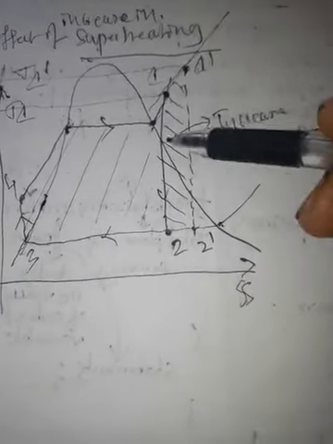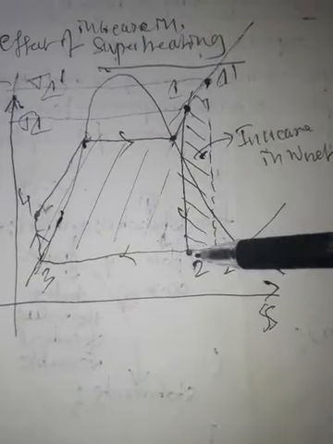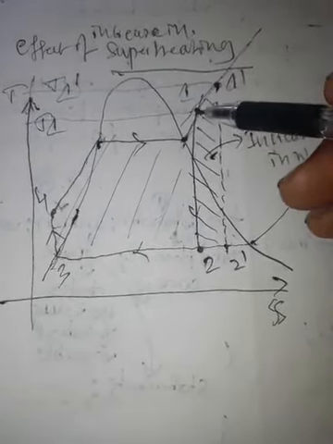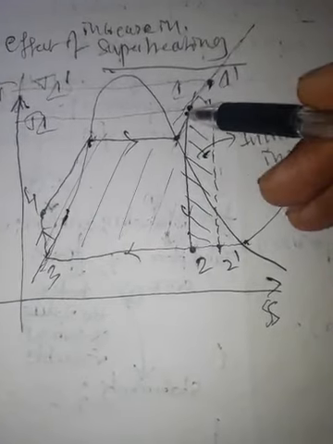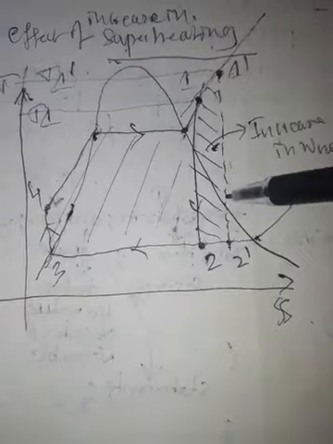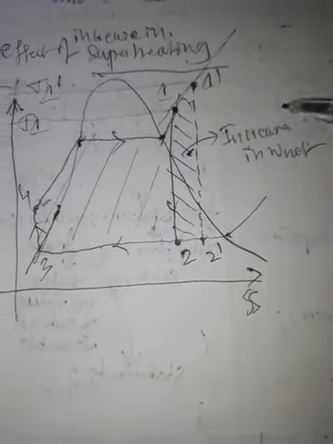Increase in network because this much area is increased, 1 dash, 2 dash, 2. So this is the increase in the area. Parallelly, there is an increase of heat input also. 1 to 1 dash it is increased. So this much heat input also increases. There is an increase in network as well as increase in heat input.